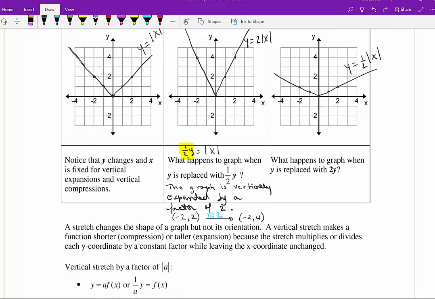So for our third graph then, the equation is 2y equals the absolute value of x. So what happens to the graph when y is replaced with 2y? Well, then we get a vertical compression. So the graph is vertically compressed by a factor of 1/2.